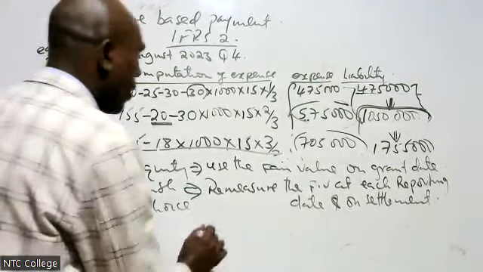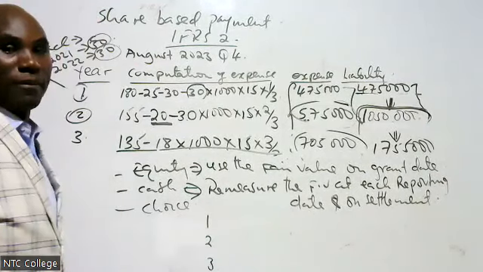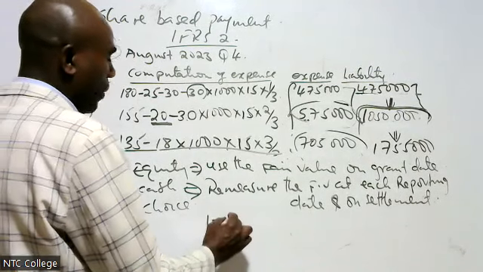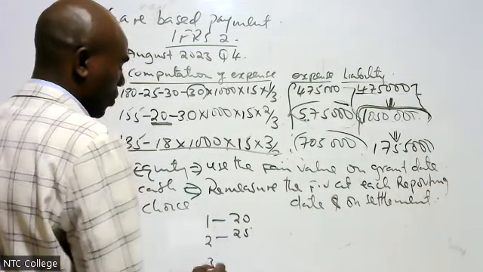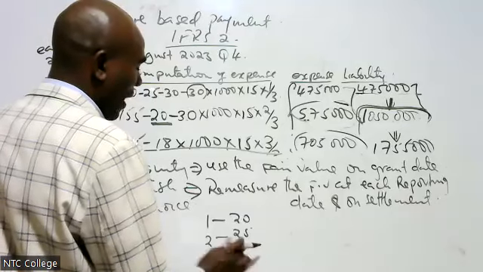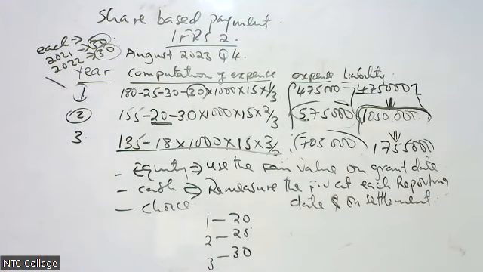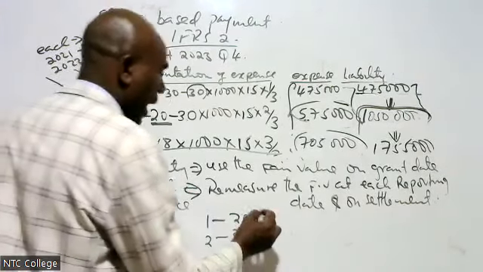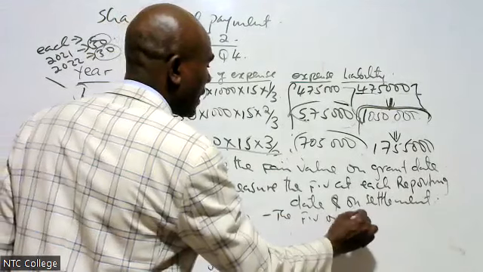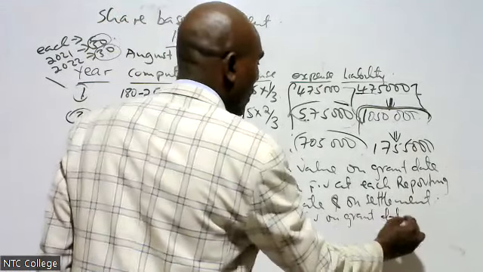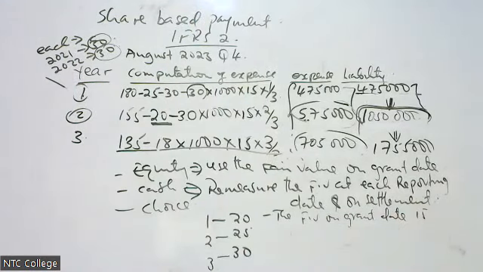Let me show you something. For example, I have 3 years: year 1, year 2, and year 3. In year 1, the examiner will give me the fair value as 20. Year 2, the fair value as 25. In year 3, the fair value is 30. The examiner tells me that the fair value on grant date was 15.